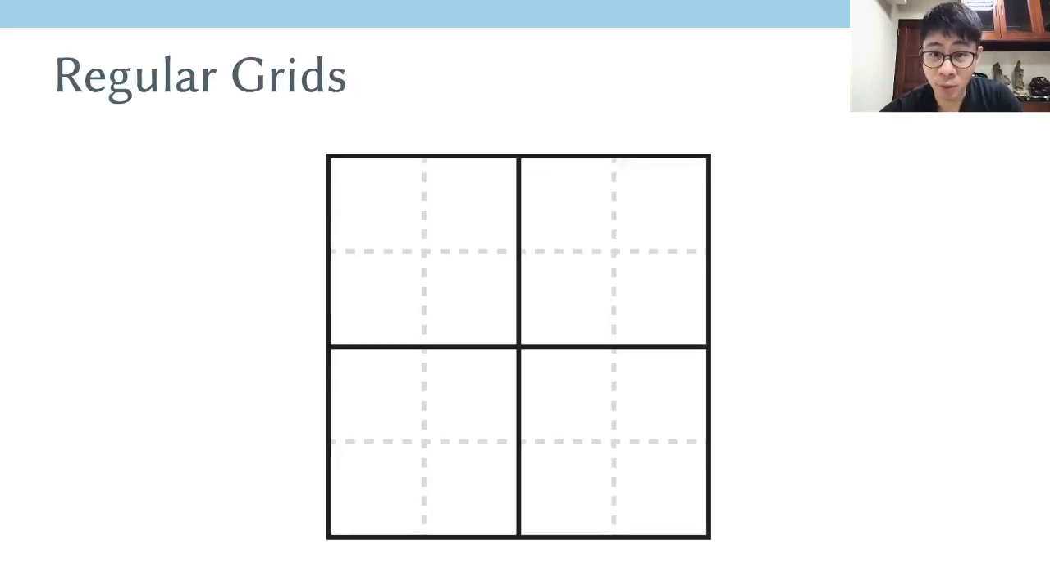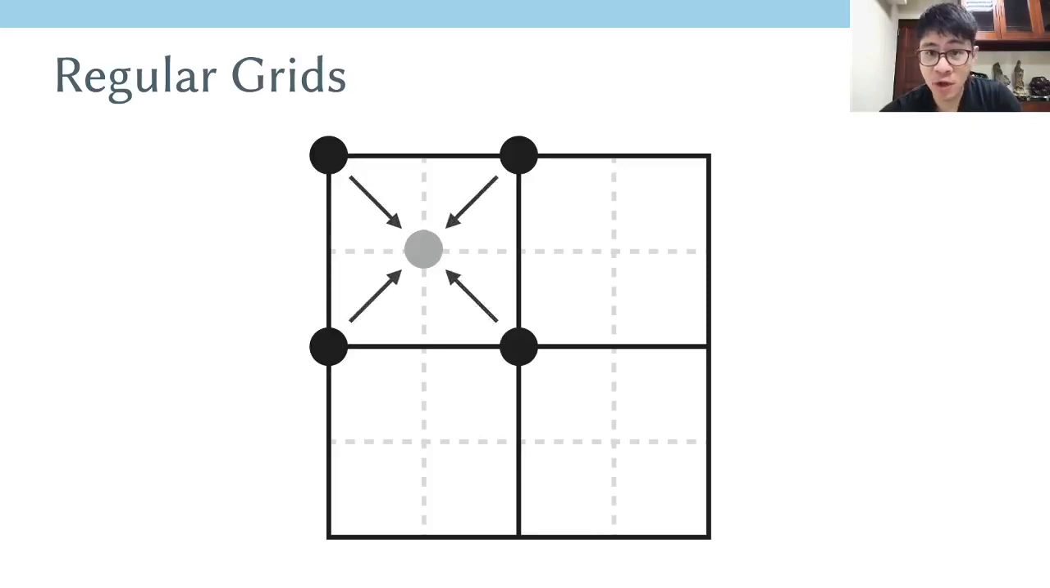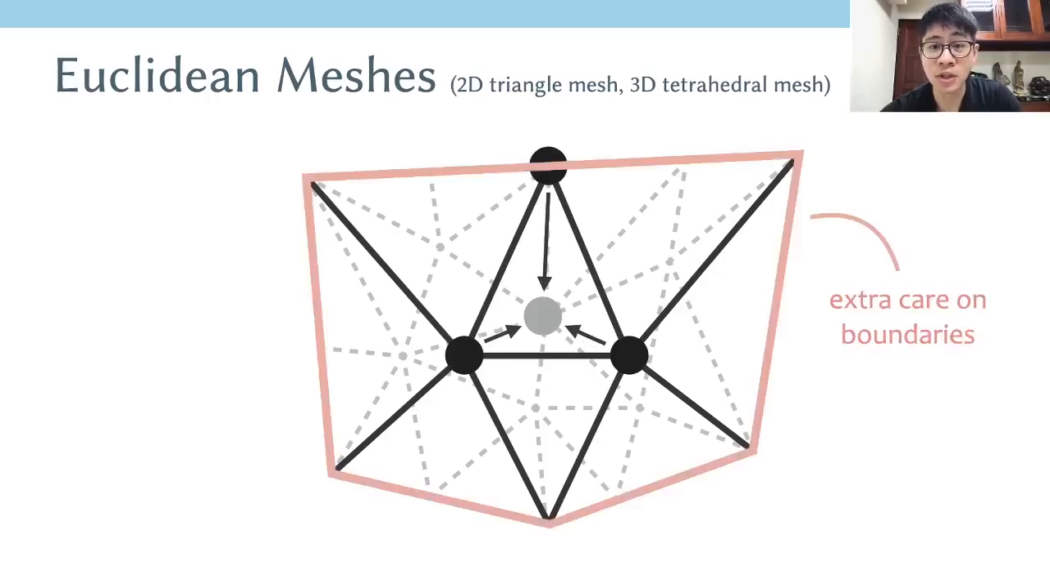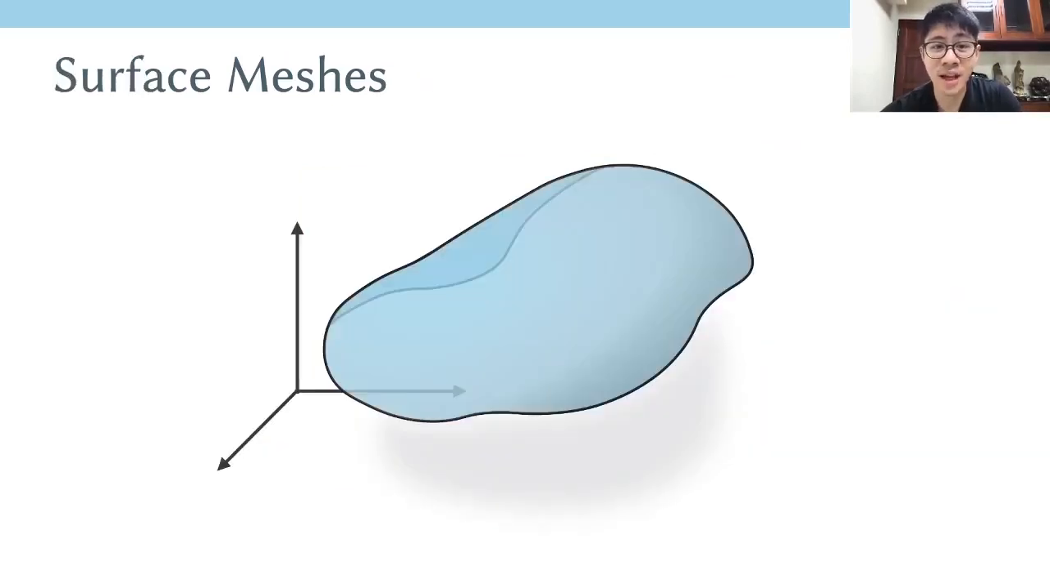After knowing the importance of prolongation, it is easy to understand why people prefer to work on regular grids, because you can easily use, for example, bilinear interpolation to construct the prolongation operator. And if you're on a Euclidean mesh such as this 2D triangle mesh, defining prolongation is also not so difficult. For example, you can simply use the barycentric coordinate to define it. But the only difference is that you'll need to take extra care on the boundary. But how about prolongation on curved surfaces embedded in 3D?